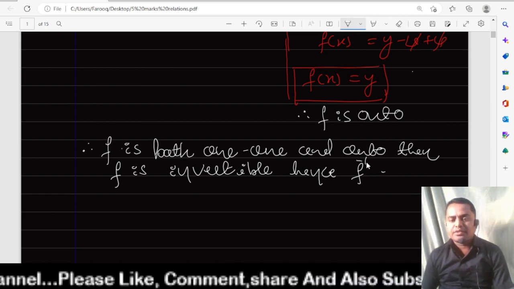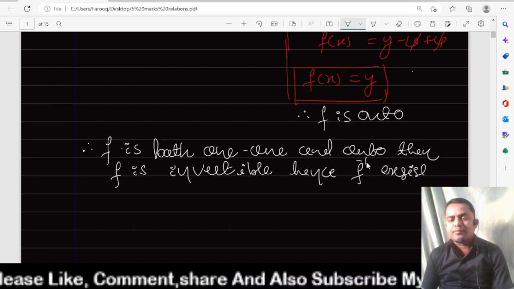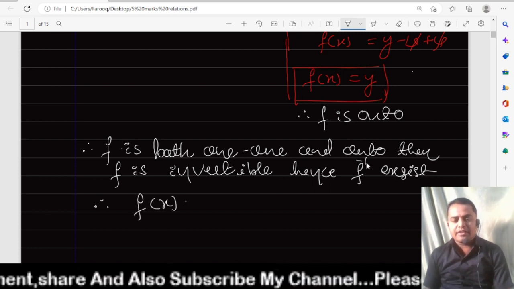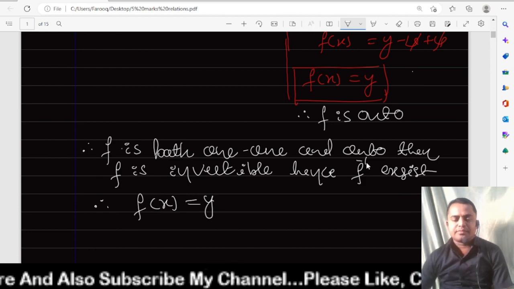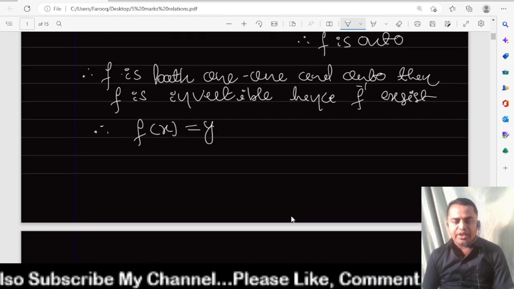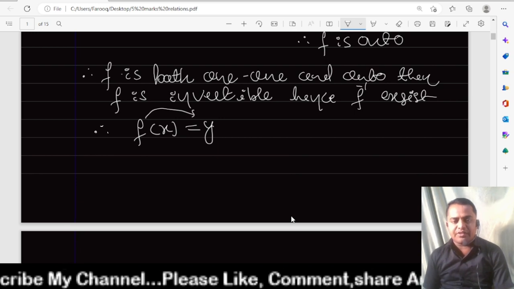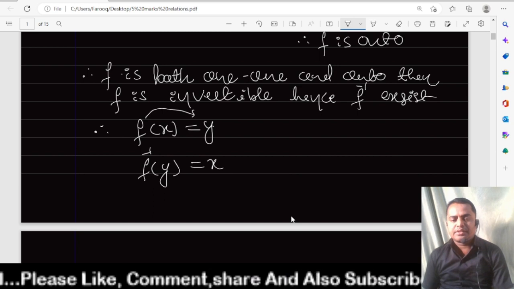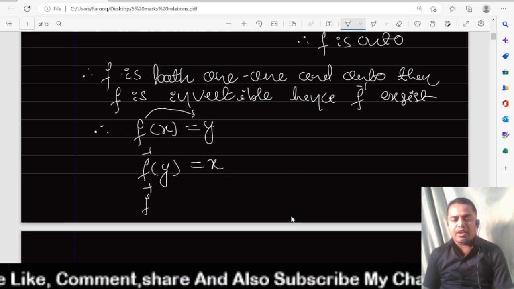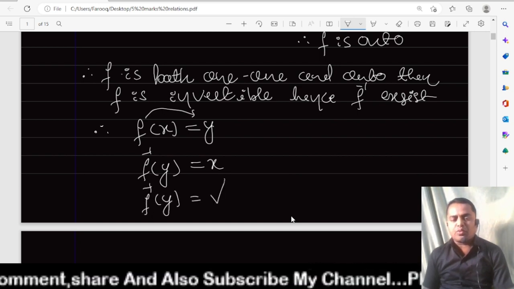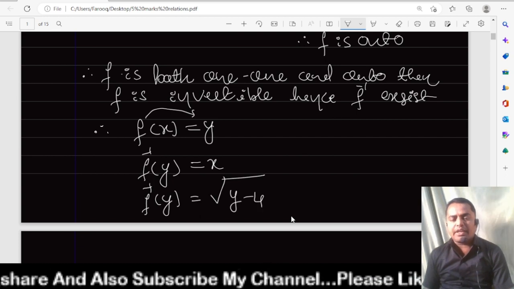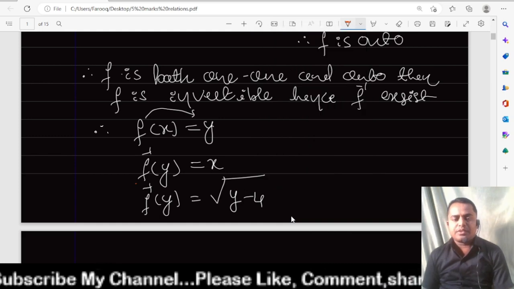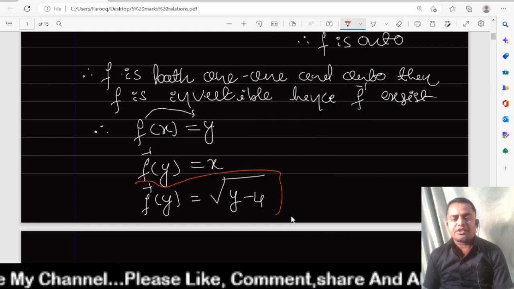F inverse exists. Therefore f of x is equal to y. Then f inverse of y is equal to, transfer f to this side, it will become x. F inverse of y is equal to x. Then what is the value of x? Root of y minus 4. This completes your problem. This is the inverse of the function.